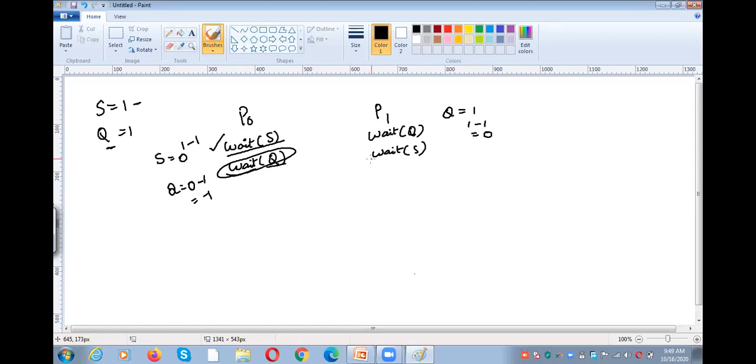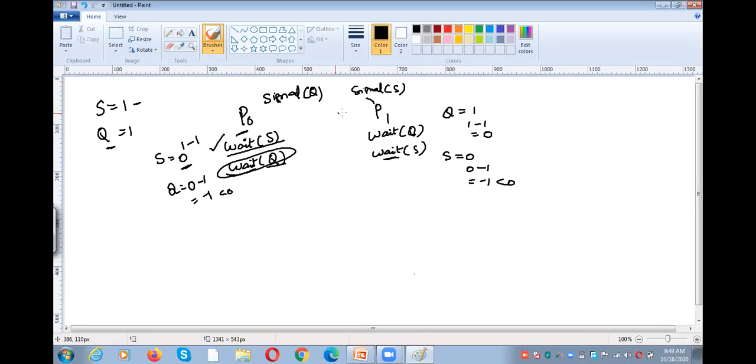Similarly, P1 wants to perform the wait operation on S. What is the value of S? The value of S is 0. It is also trying to perform the wait operation, so 0 minus 1 means minus 1. It is less than 0. So this process is waiting for the signal of Q, and this process is waiting for the signal of S.